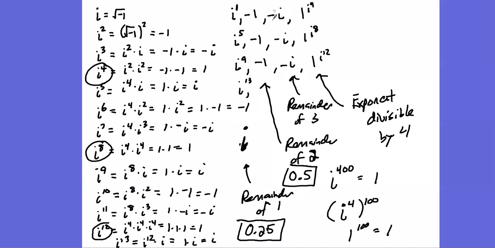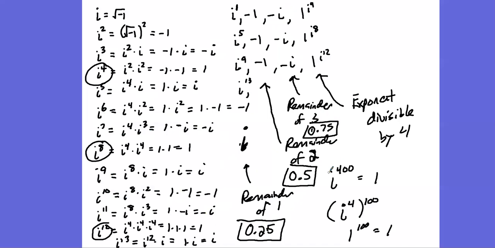So this is i to the 3rd right here, this negative i. This negative i was i to the 7th. Notice that 7 divided by 4 is 1, remainder of 3. This was i to the 11th. i to the 11th was negative i. 11 divided by 4 would be 2, remainder of 3. If you're typing that in your calculator, the decimal here would be 0.75.